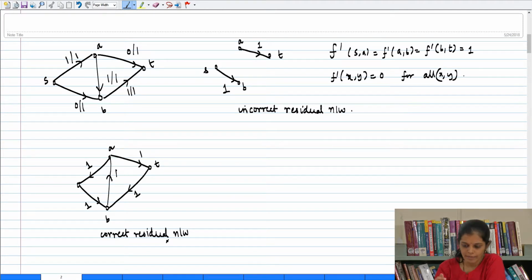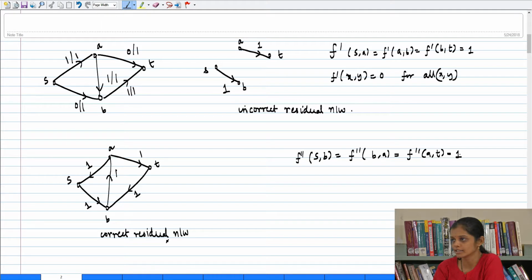Now what is the flow in the residual network, which we had actually called F prime, but I will just call it F double prime now? On what edges does it send flow? S to B, B to A, not A to B, and A to T. F double prime of S to B, B to A, and A to T is equal to 1, and again F double prime of all other things is 0, right.